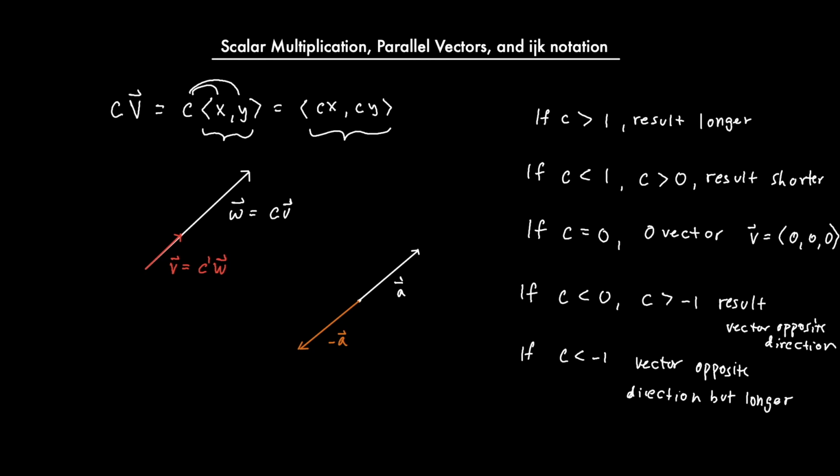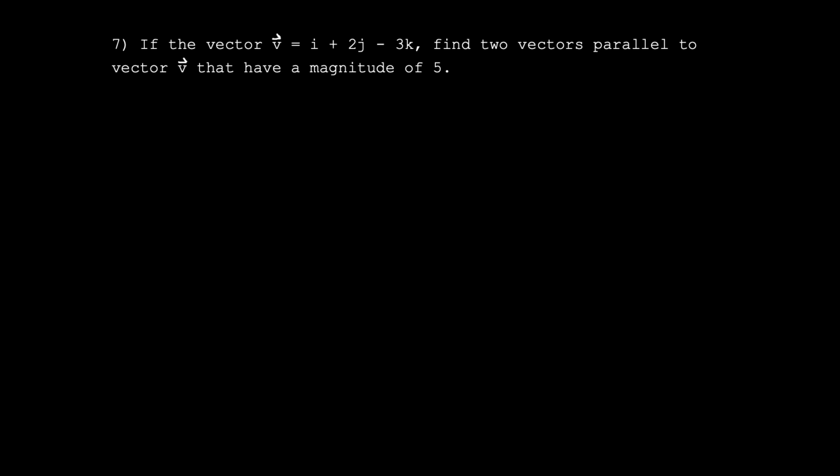Let's try a few problems with this property in mind. So if the vector v equals i plus 2j minus 3k, find two vectors parallel to the vector v that have a magnitude of 5. One thing that we can do is write vectors in ijk notation. And ijk notation is really helpful when you want to clarify that the vector starts from the origin. You can do this by using the basis vectors i, j, and k.